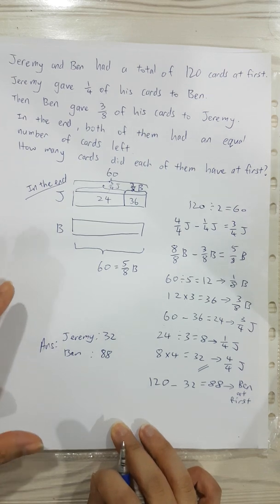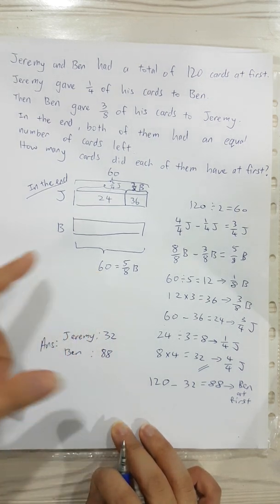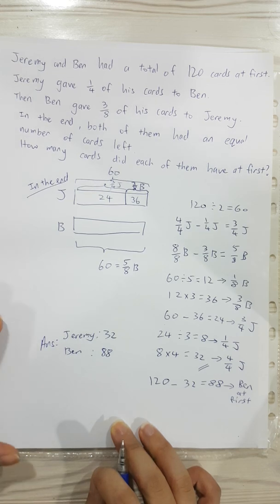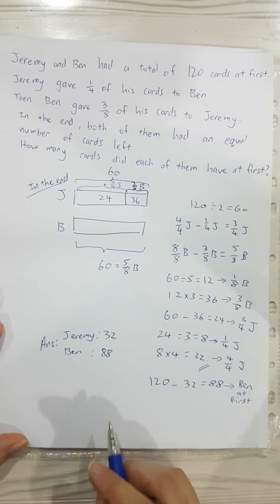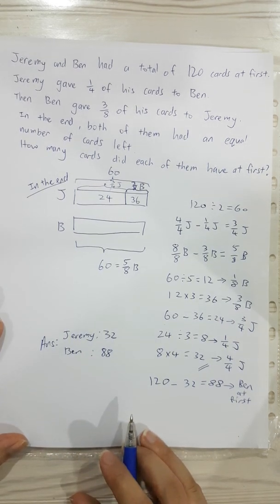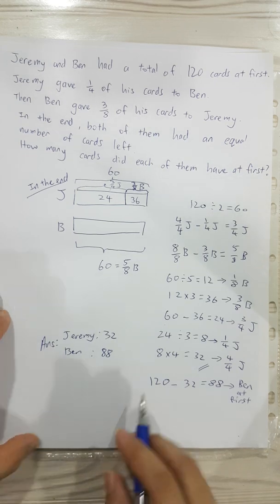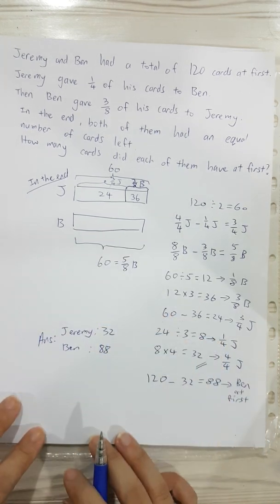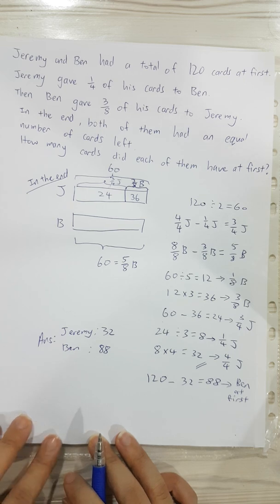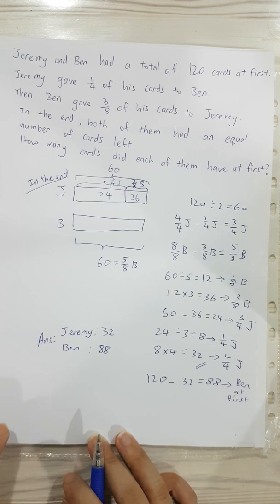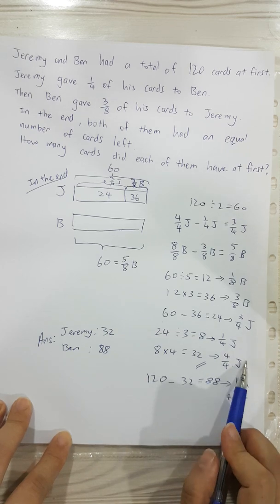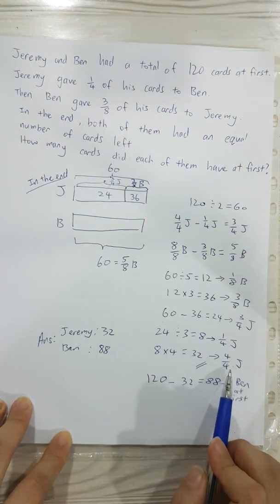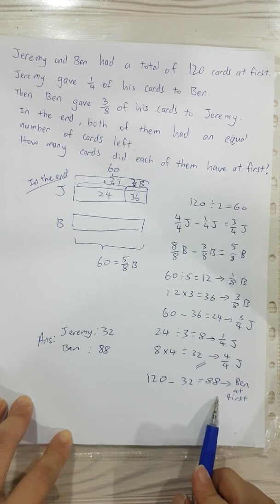Now, it's important for you to know that you cannot just take 60 divided by 5 times 8. Okay, why is it so? Because this is after Ben gave to Jeremy. Which means even if you divide by 5 and multiply by 8, what you are getting is not Ben at first. It's actually what Ben had before he gave to Jeremy, which is why I found Jeremy first, and then I took 120, removed Jeremy at first, and I will get my Ben. Okay?